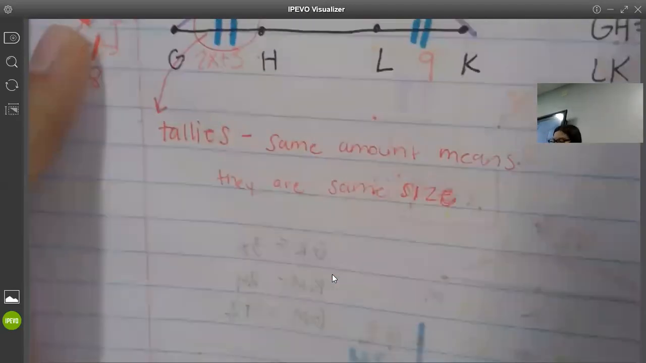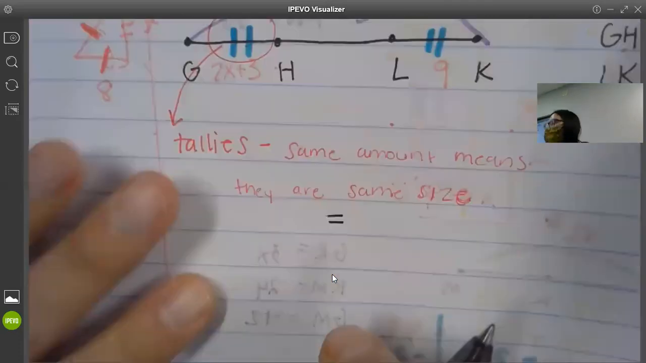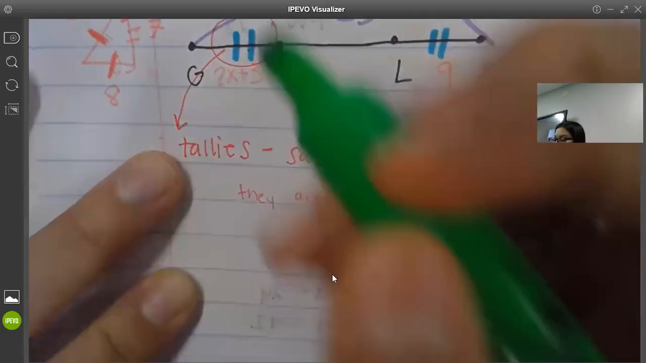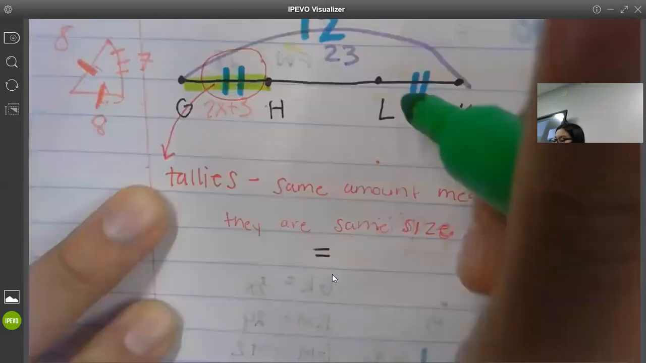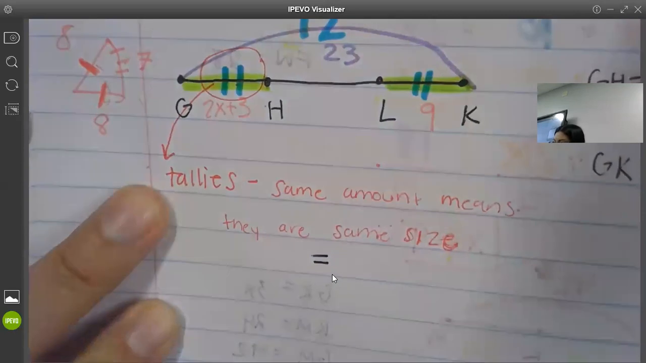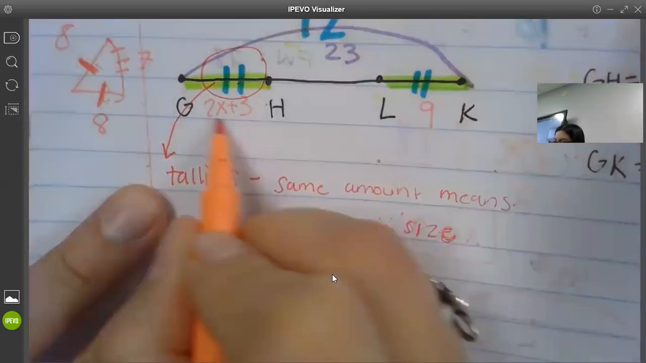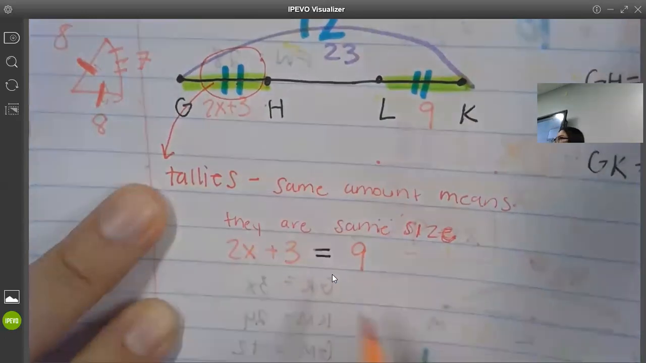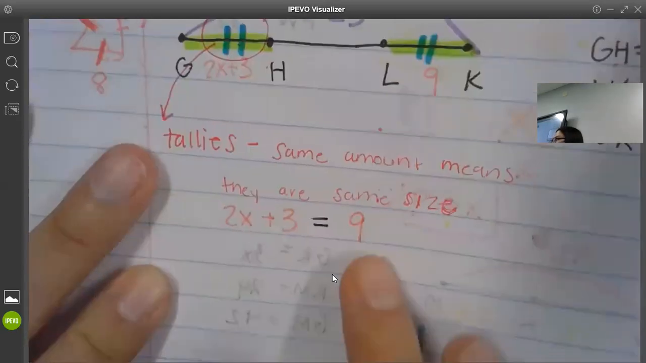Ready? Okay, they're equal to each other. So this, it doesn't look like it, but because this one has the two tallies, and this one has the two tallies, they're the same. So I'm going to put the 9 here. I'm going to put this one here. 2x plus 3. They're the same. They're equal.